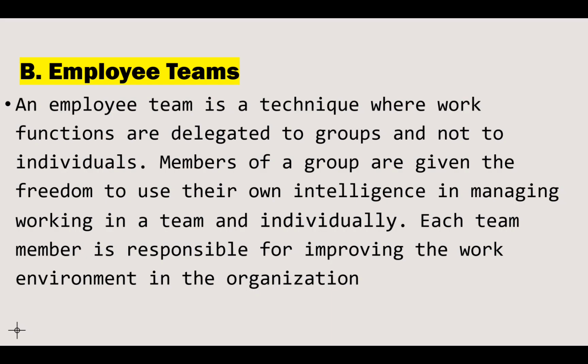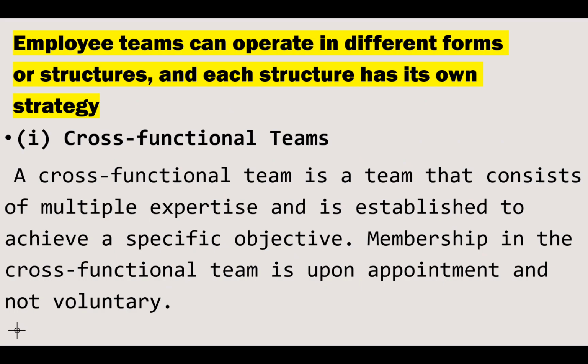For example, organizations all over the world use work teams because they offer the benefit of combined experiences, ideas, and opinions. Employee teams can operate in different forms or structures, and each structure has its own strategy. The first one is cross-functional teams. It is a team that consists of multiple expertise and is established to achieve a specific objective. Membership in the cross-functional team is upon appointment and not voluntary.